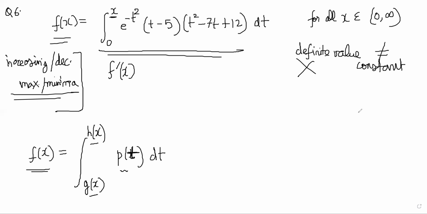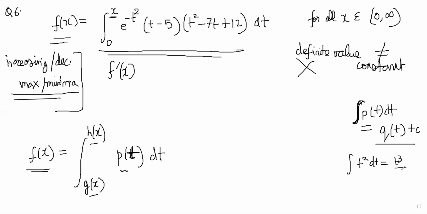Let's say we know the indefinite integral of p of t dt, and that came out to be q of t plus constant. Basically I'm saying, let's say p of t was a simple t square. You would have gotten the answer t cube by 3 plus c. But when you put limits, you'll have to put h of x and g of x for t, right?